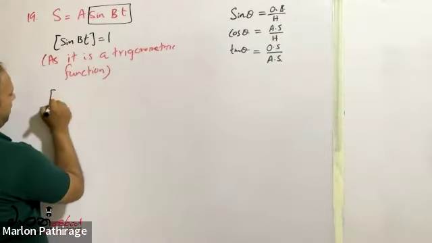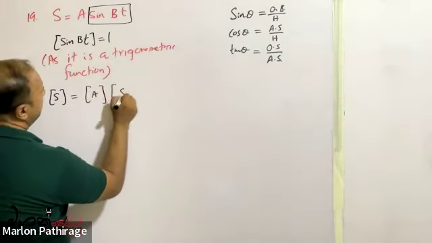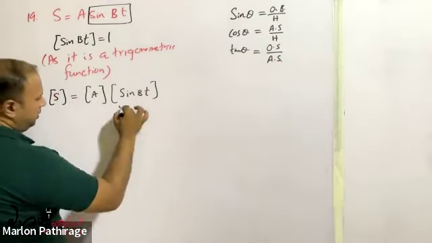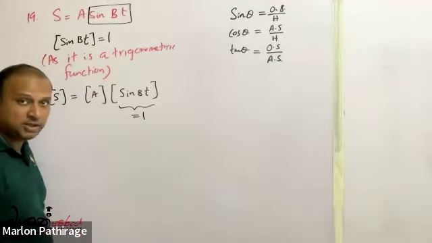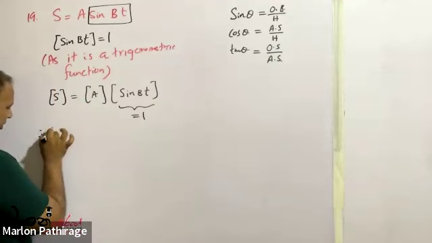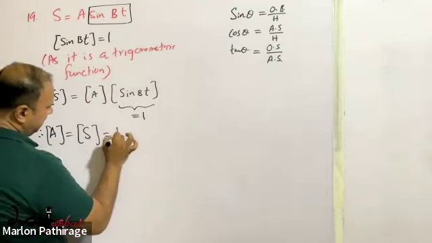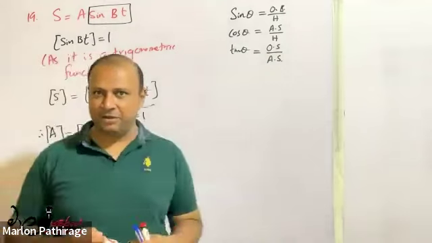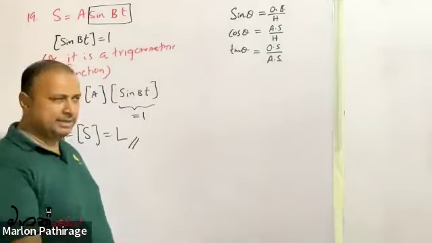Therefore, dimension of S equals dimension of A into dimension of sin BT. You know that now this one is equal to 1. Therefore, dimension of A is equal to dimension of S. Okay, now we can determine B.